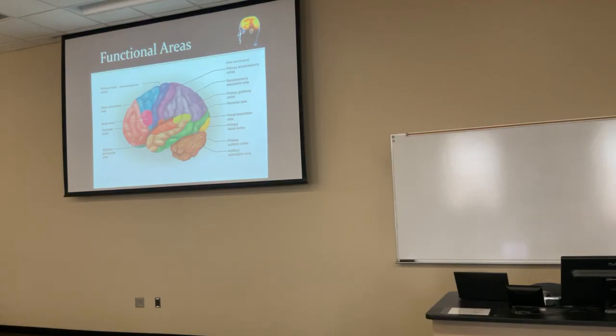That's the part of the cerebrum that interprets all of the somatic senses, general senses like from the skin. It also interprets proprioception, which is the receptors in your joints and muscles and tendons.